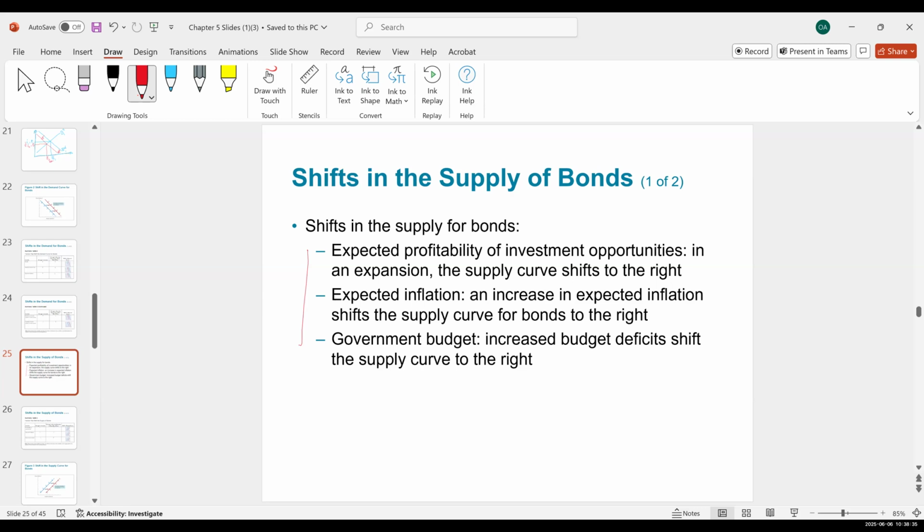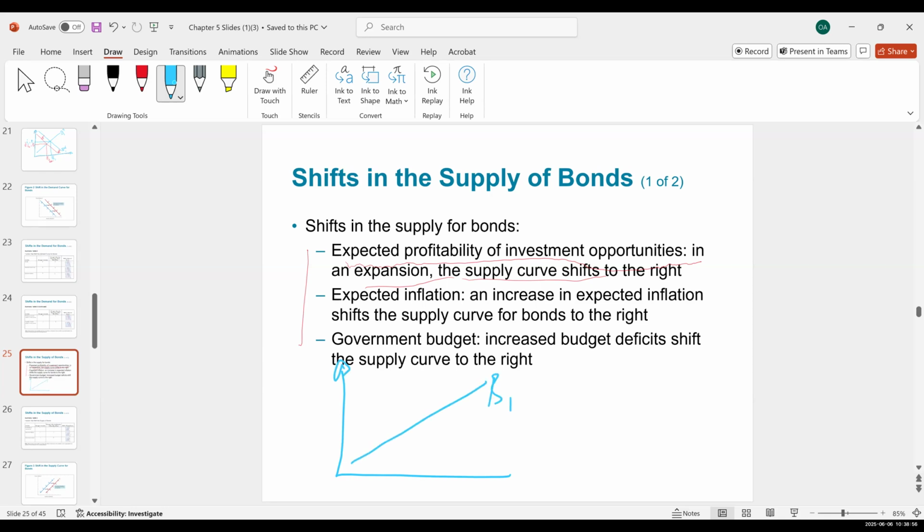That's what I'm saying. So that's the first point here. Expected profitability of investment opportunities in an expansion, when the economy is doing well, means that the supply of bonds is going to shift to the right. Many corporations want to take advantage of that by what? By issuing treasury bonds. Sorry, corporate bonds.